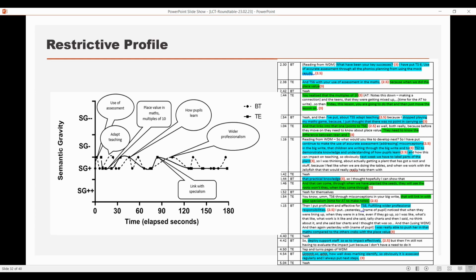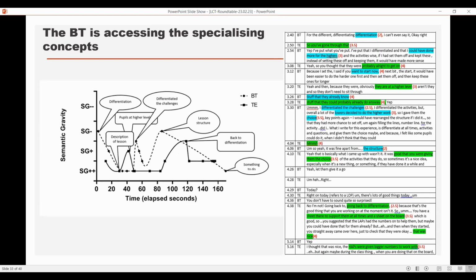So those are just examples of the profiles that I generated. But what I didn't want to do was leave it there. So I took the profiles back to the beginning teachers and teacher educators to see whether my interpretation was an authentic interpretation and to see how they responded to those profiles.